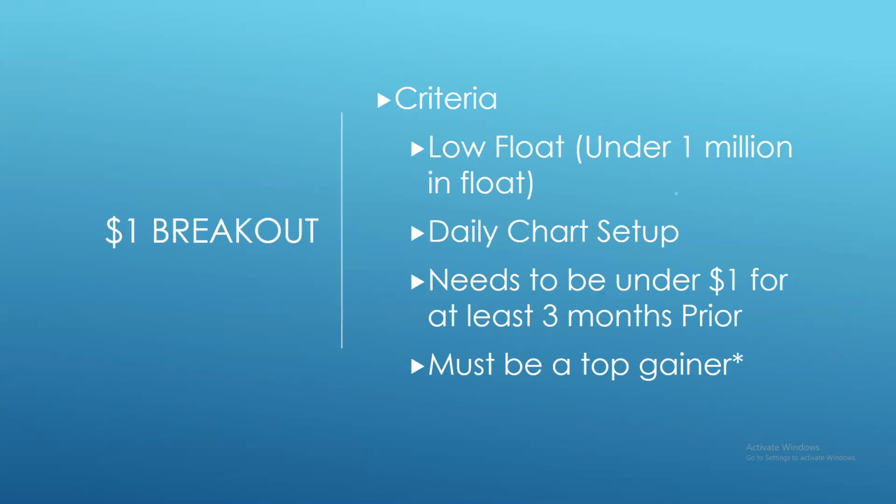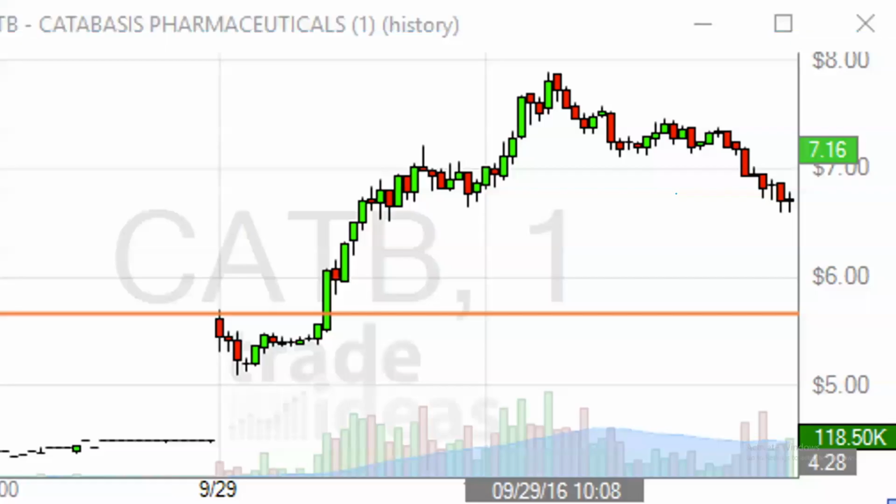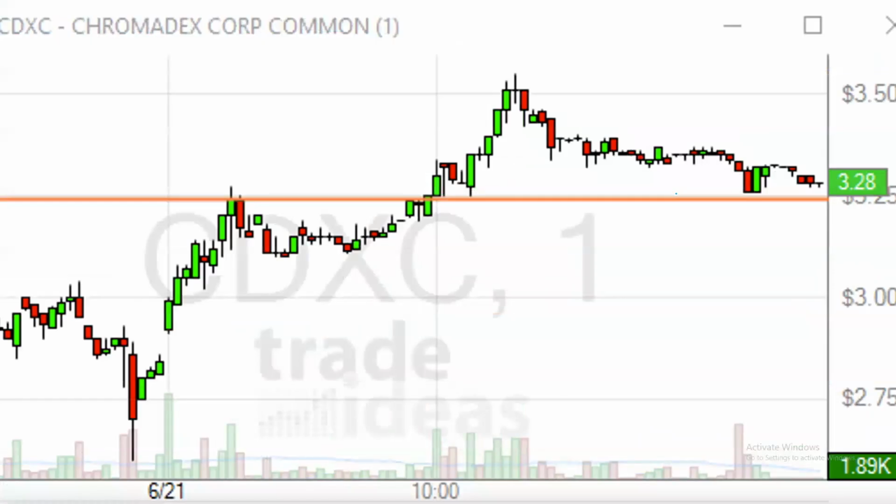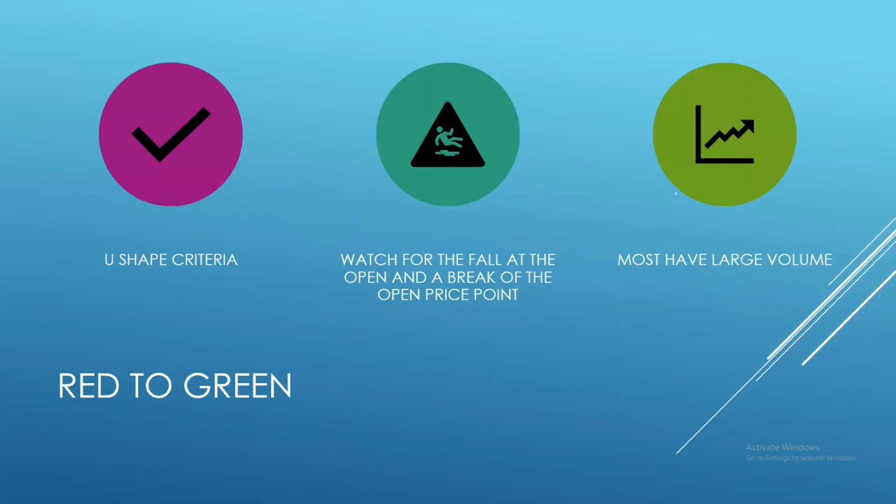So $1 breakout. This is where we're looking for the low float, $1 breakout underneath 3 months. Those are the ones I told you, which we went to before, like CANN. Then we went over the U-shape breakout. We're looking at this pattern right here, looking for the morning run, U-shape pattern, then the nice big breakout for its next leg on up.